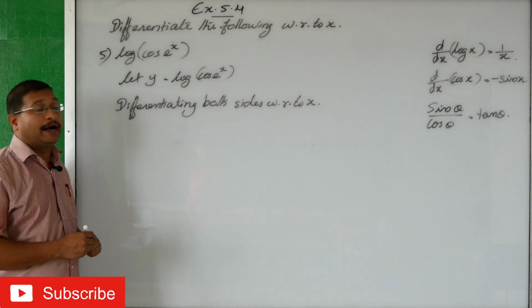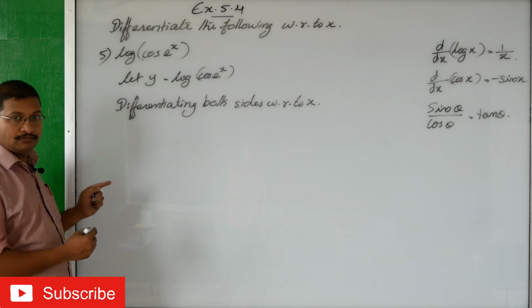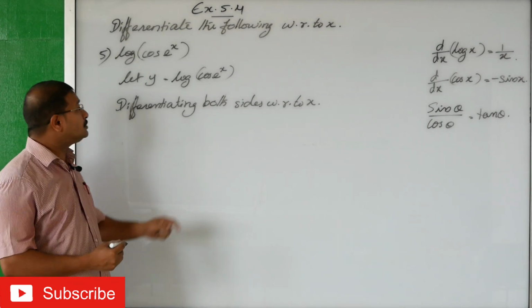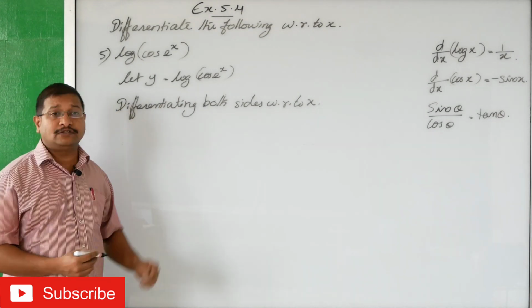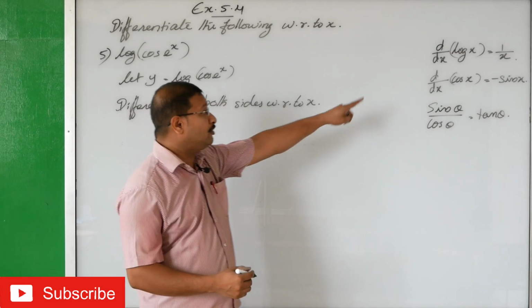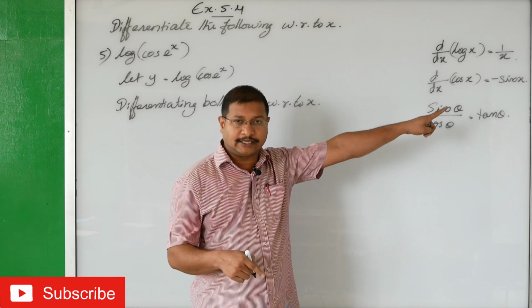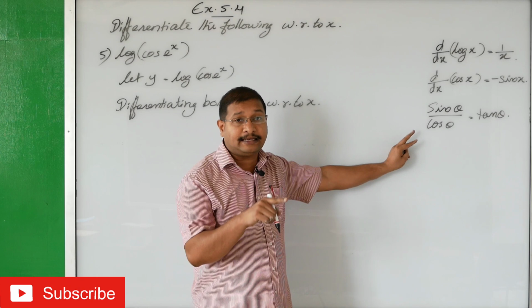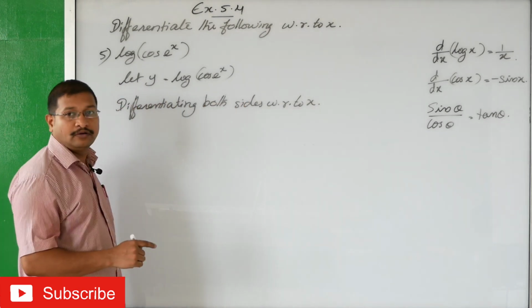Let's see question number 5. Log of cos e raised to x. Ready? First we'll write let y equals log of cos e raised to x. After that, differentiate both sides with respect to x. Of course, we should know some formulas. Derivative of log x equals 1 by x. After that, derivative of cos x equals minus sin x. Then you should know sin theta by cos theta equals tan theta. Let's start the work. Ready?